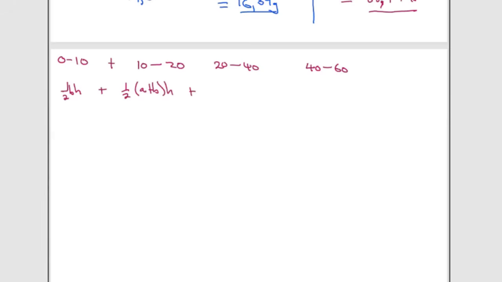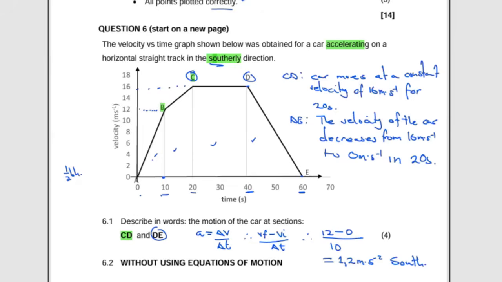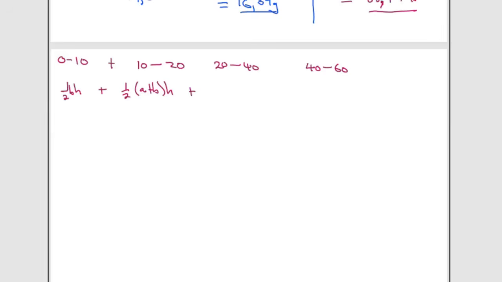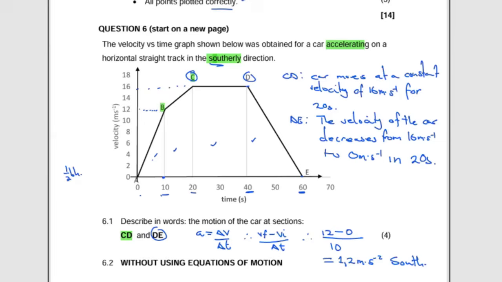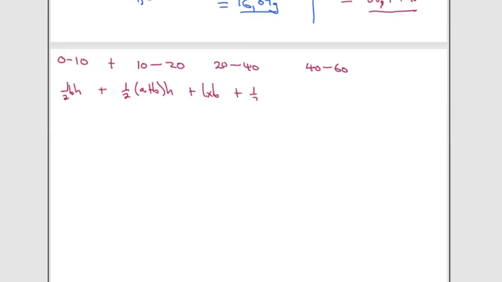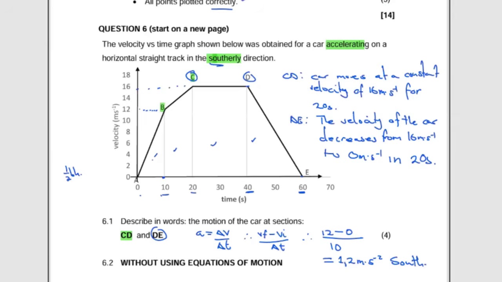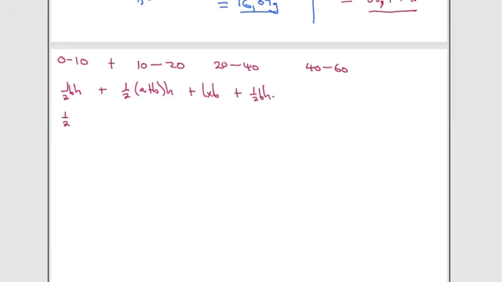And then I'm going to add again from 20 to 40. What we have is a rectangle. Therefore, I'm going to say L multiplied by B, and then the final part is a triangle again. Therefore, plus half base times my height. According to this, the base from 0 to 10 is going to be 10, then half multiplied by 10, then multiplied by the height.